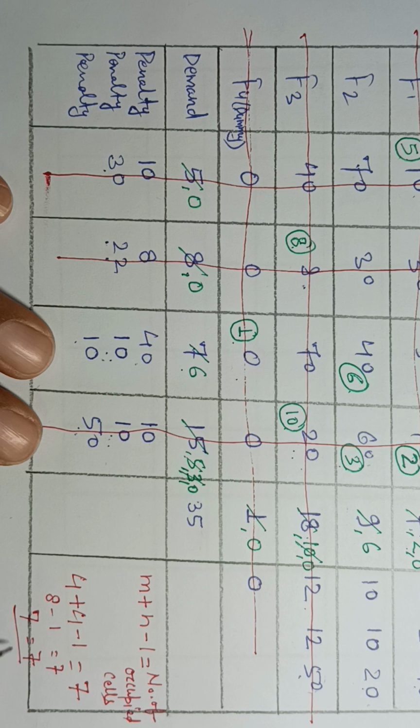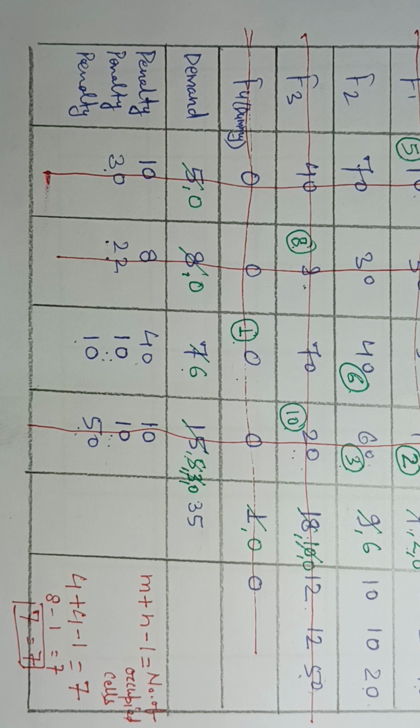If this condition is satisfied, it means this is the initial basic feasible solution. So how do we find that the problem has the initial basic feasible solution? If m plus n minus 1 equals the number of occupied cells. If it is equal, then this is the initial basic feasible solution. Now from here we can proceed to get the optimal solution.